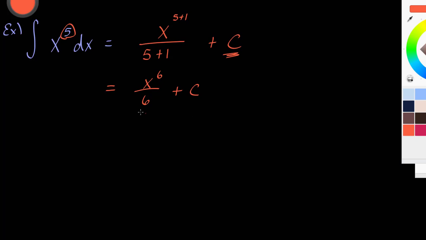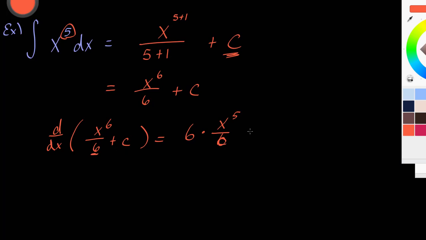Now let's say that we want to check our work and make sure that we got the right antiderivative. What we can do is take the derivative of this function, so that's going to be x to the 6th divided by 6 plus c. Now remember that 6 is just a constant, so that's just going to stay there. So that's going to be 6 times x to the 5th divided by 6.